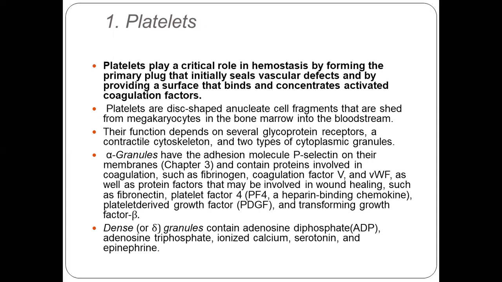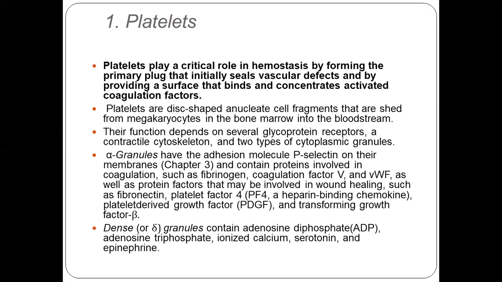Alpha granules have the addition of the molecule P-selectin on their membranes and contain proteins involved in coagulation such as fibrinogen, coagulation factor 5, and von Willebrand factor, as well as protein factors that may be involved in wound healing such as fibronectin, platelet factor 4, a heparin-binding chemokine, platelet-derived growth factor, and transforming growth factor beta. Dense or delta granules contain adenosine diphosphate, adenosine triphosphate, ionized calcium, serotonin, and epinephrine.